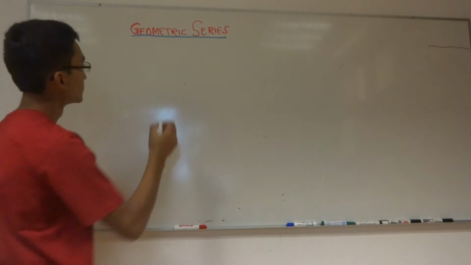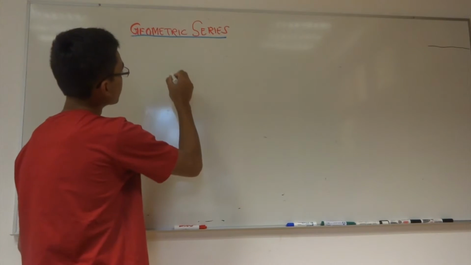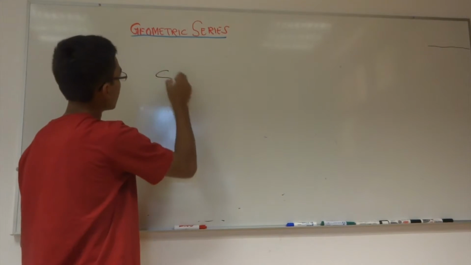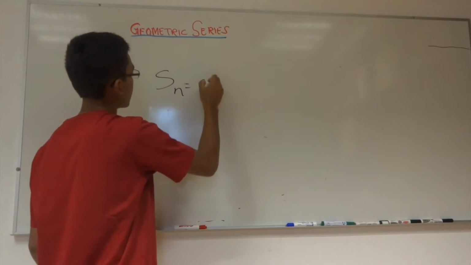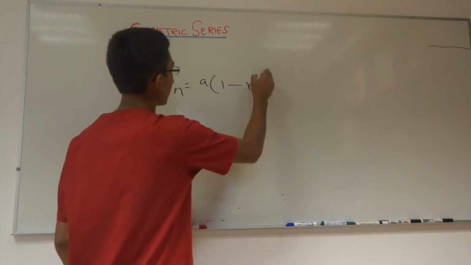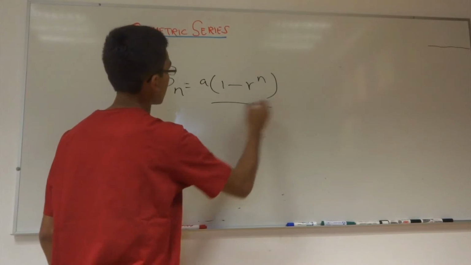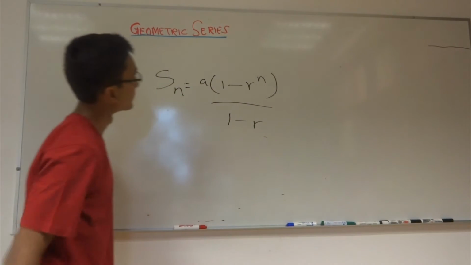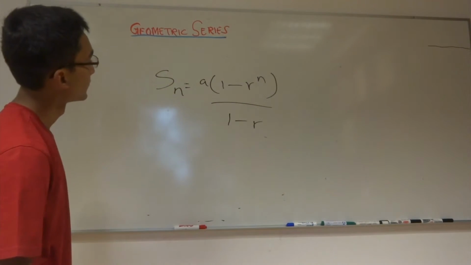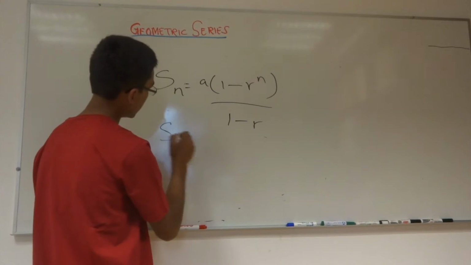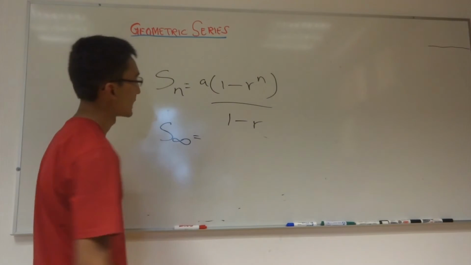Say for example, you know that the sum of a geometric sequence is equal to A times 1 minus r to the power of n. So if we had to find the sum to infinity, where n is equal to infinity, how would we do this?